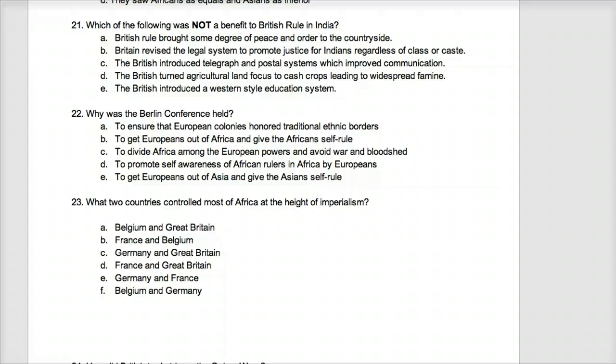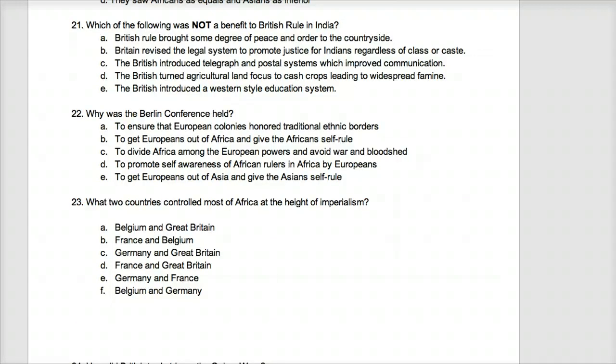22. Why was the Berlin Conference held? A. To ensure that European colonies honored traditional ethnic borders. B. To get Europeans out of Africa and give the Africans self-rule. C. To divide Africa among the European powers and avoid war and bloodshed. D. To promote self-awareness of African rulers in Africa by Europeans. Or E. To get Europeans out of Asia and give the Asians self-rule.